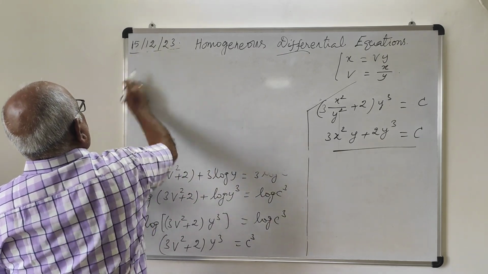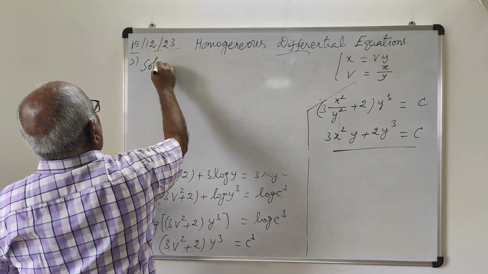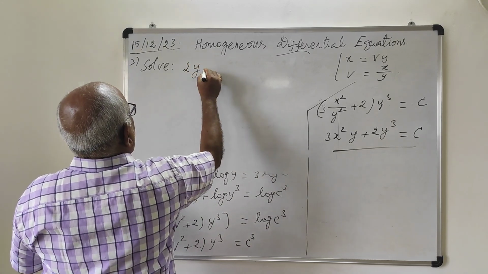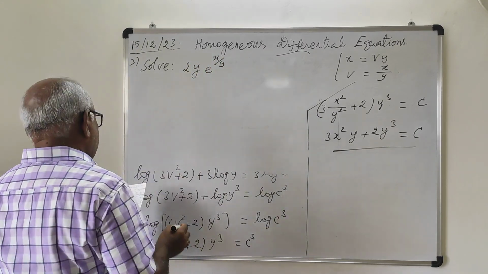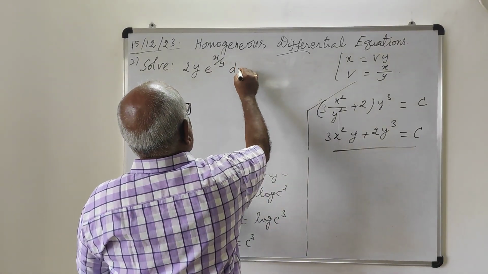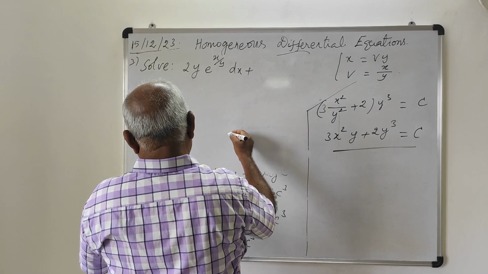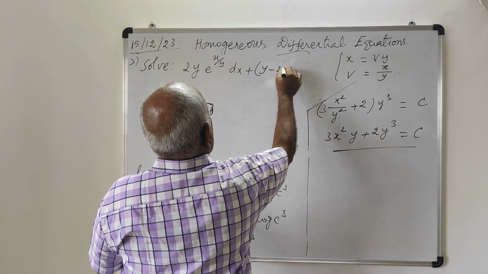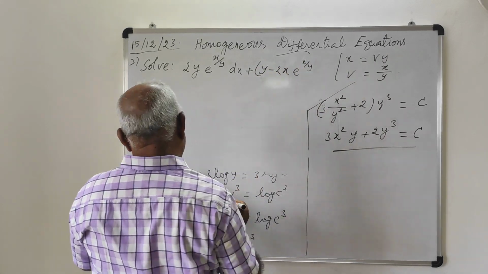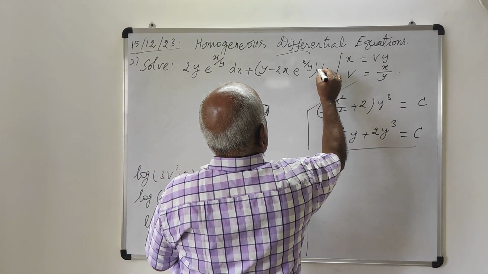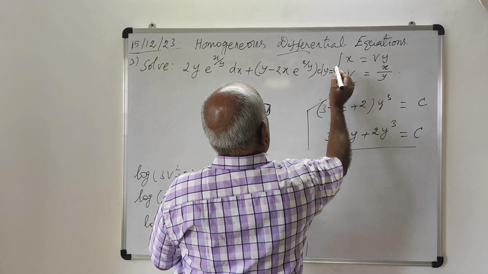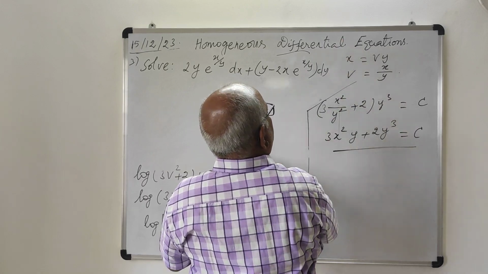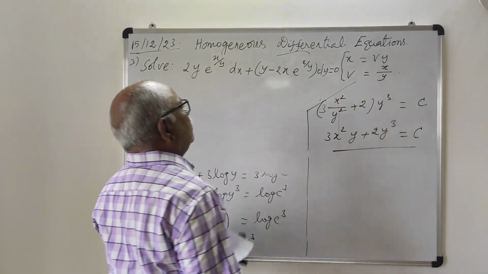Solve 2y into e power x by y dx plus y minus 2x into e power x by y dy equal to 0. This is the problem.